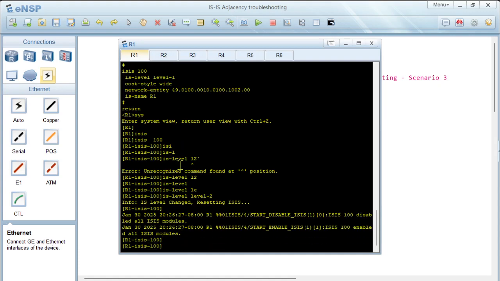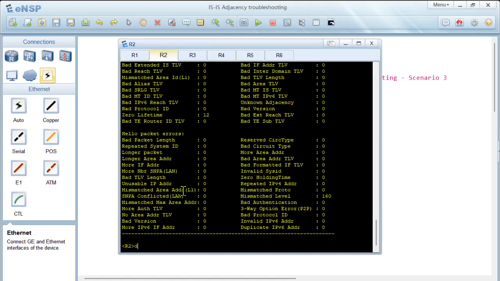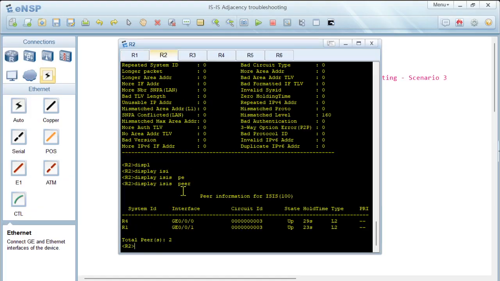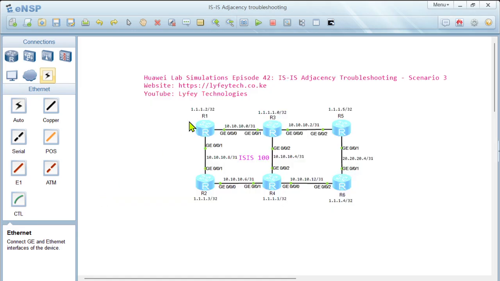And now we expect our ISIS adjacency to come up. So if I display ISIS adjacency, you can see that we now have an adjacency established between R1 and R2. So this is the third scenario. You've misconfigured the ISIS level, and it will cause an ISIS adjacency to fail to come up. So you need to know which levels are compatible with which levels, and that one will save you time when you are troubleshooting ISIS adjacency on your network.